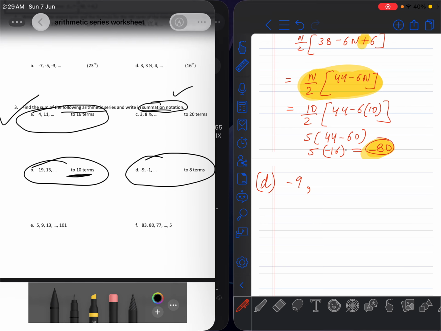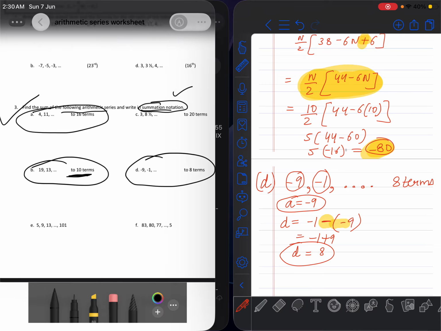Here: minus 9, comma, minus 1, dot dot dot, and we have a total of 8 terms. The first term is minus 9. If I have to calculate the difference, please don't make an error. Second term, which is minus 1, minus the first term, which is minus 9. So please don't forget to put this, and also solve this. Minus minus is plus. So it is minus 1 plus 9, which is d, which is 8.